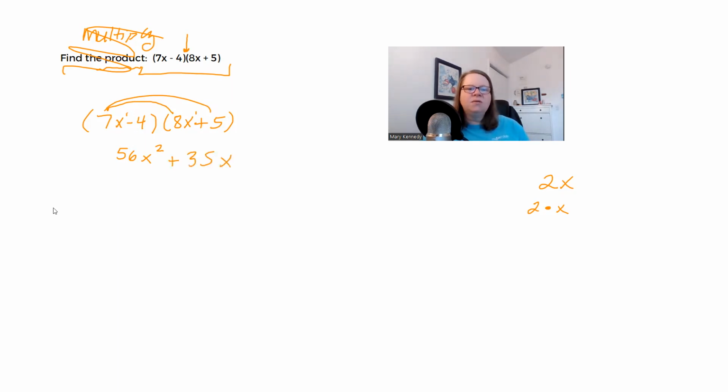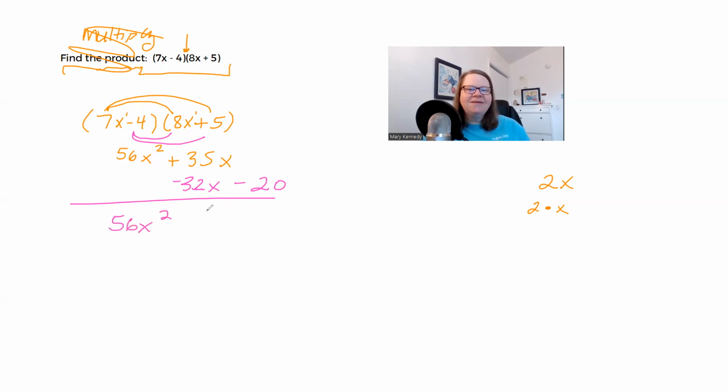And then you want to distribute the -4. -4 times 8x is -32x. And -4 times 5 is -20. And you're probably like, wait, why did you do it that way? Well, I did it to make my life easier. I stacked the x's together because those are my like terms. You don't have to do it that way. You could write -32x minus 20 and have it all in one line. That works fine too. You should get the same thing if you do it correctly.